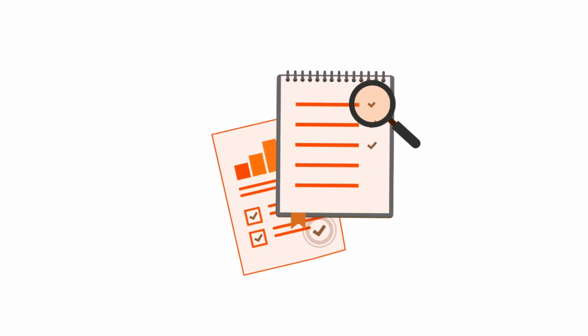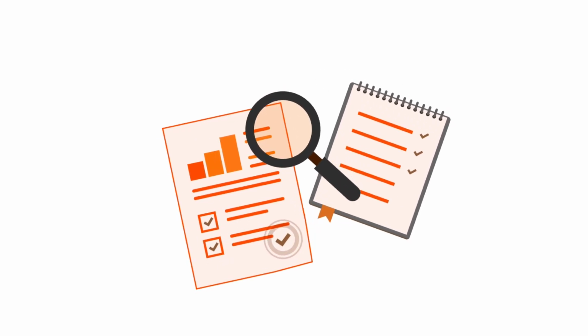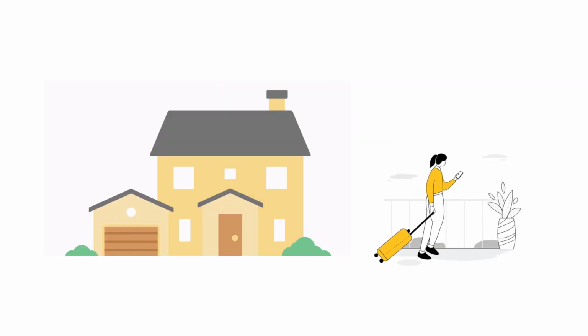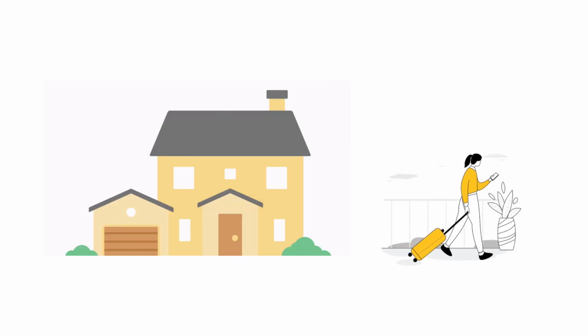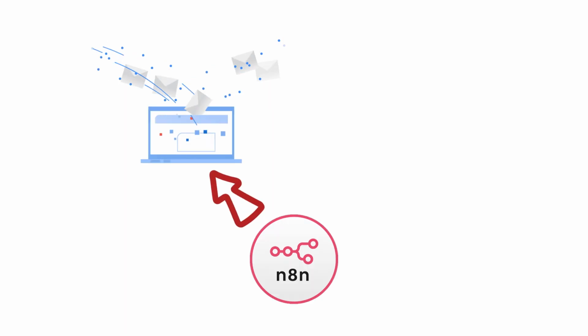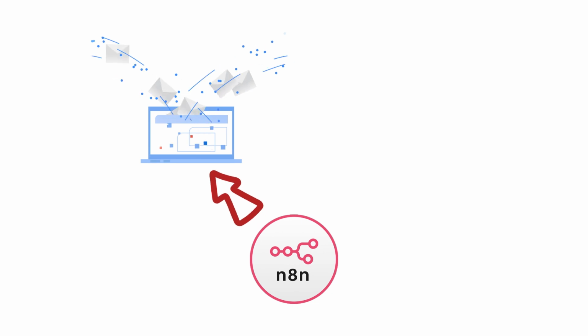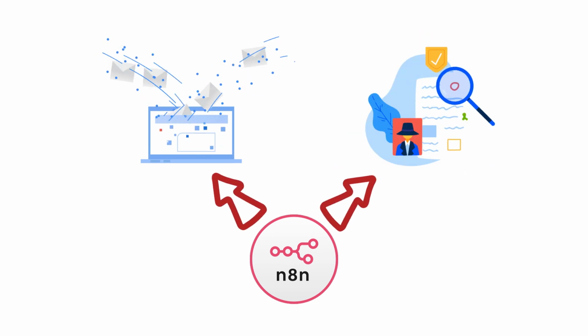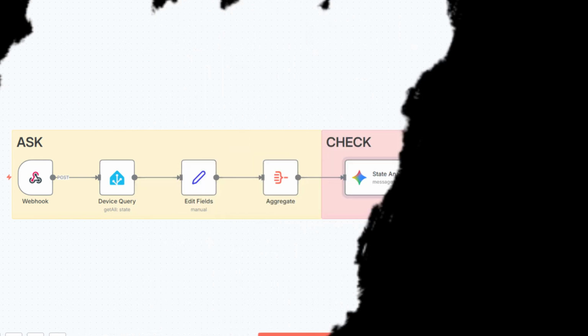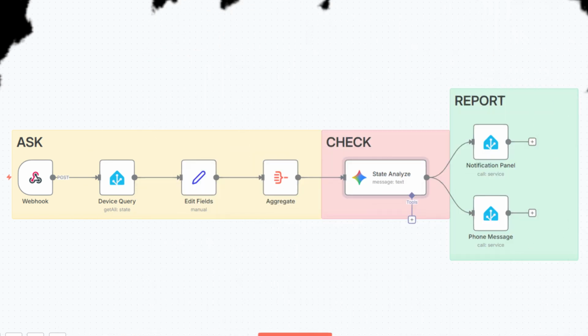In this video, we're going to build a powerful automation that gives you a complete home security report the moment the last person leaves. But more importantly, you're going to learn the fundamental pattern of making N8N not just a receiver, but an active investigator for Home Assistant. We're just going to follow a simple ask, check, and report pattern that will unlock a whole new level of proactive automation for your smart home.